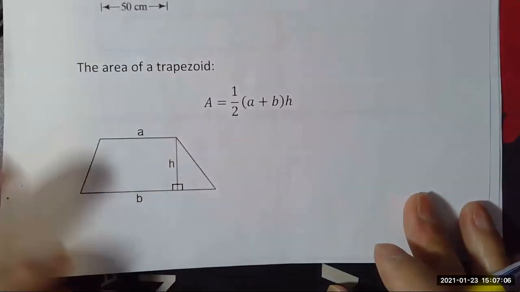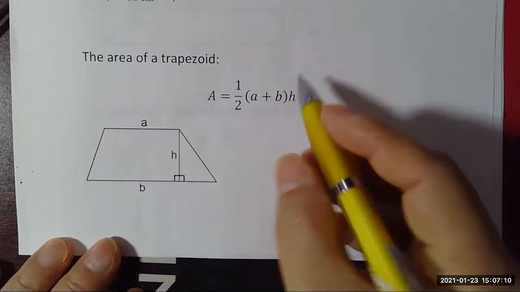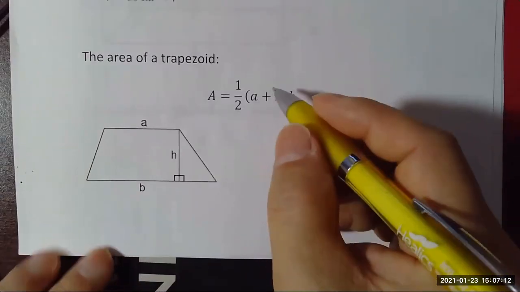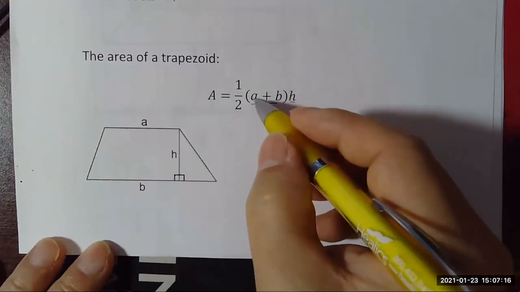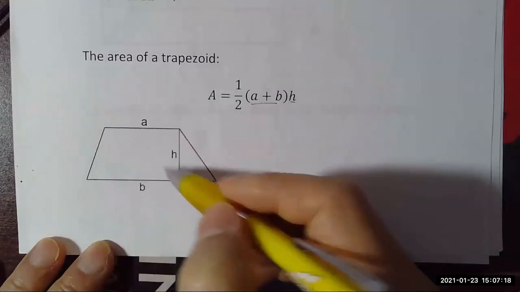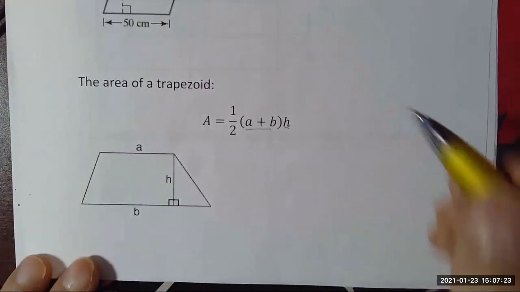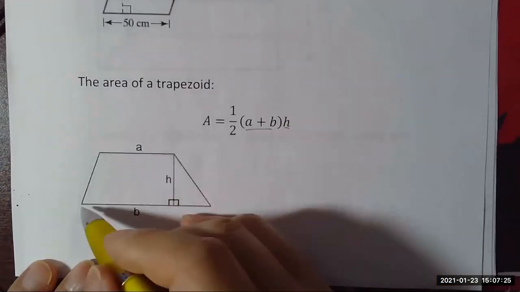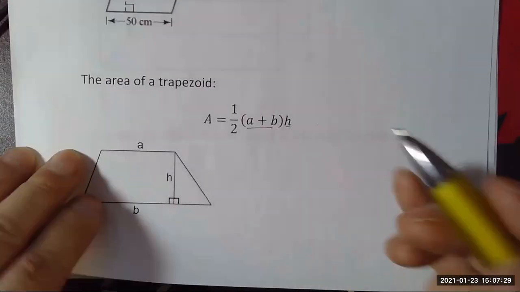Now trapezoid. This is the formula for trapezoid, and basically it's similar to base times height, except that you have two bases here. You need to add these two together. Again, we don't spend time developing this formula. Half times the sum of the two bases, and then times height. So now let's look at our example on the next page.